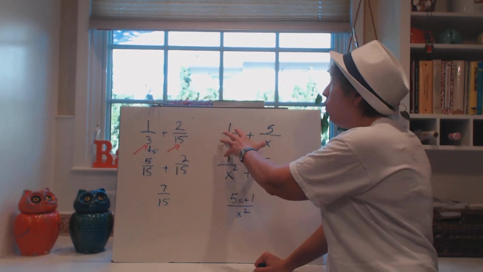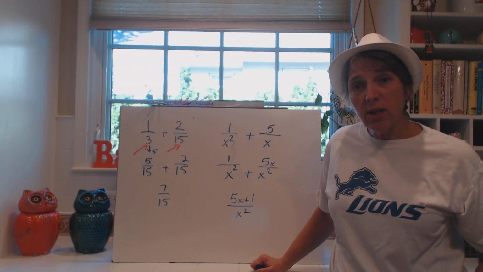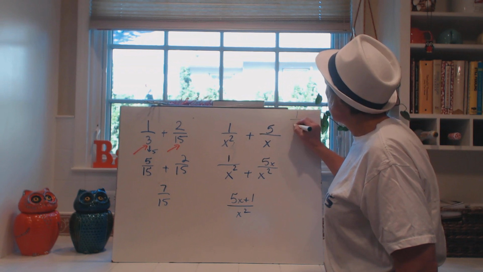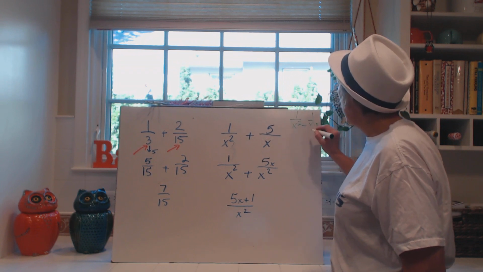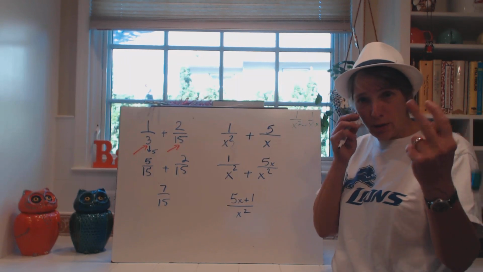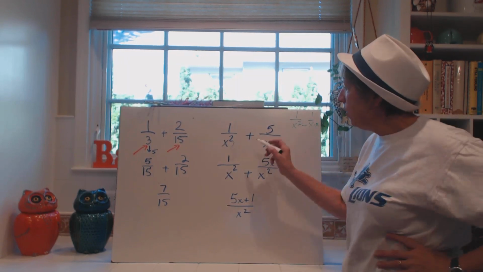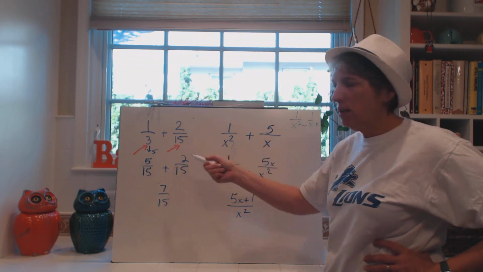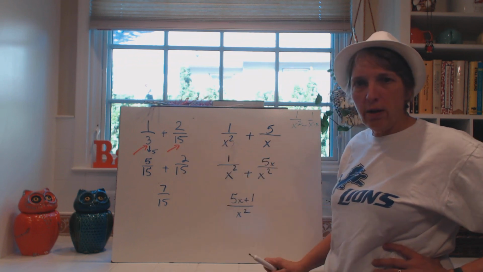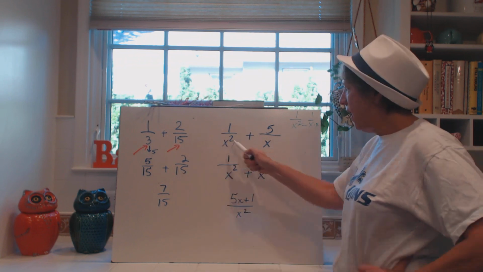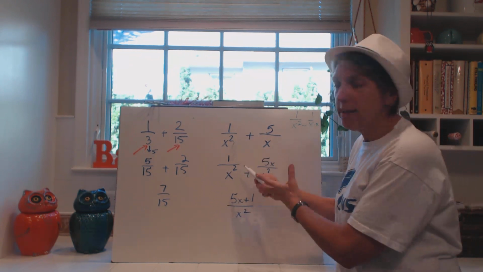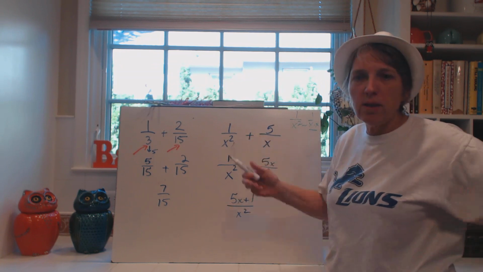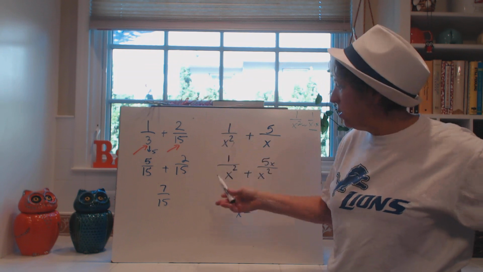Same way with here. So now we have 1 over x squared. And what does x squared mean? X times x, that's important. 1 over x squared is equal to 1 over x times x. It's 2 x's, not 3. So we're going to say, okay, 1 over x squared plus 5 over x. This is just like this one, except the 15 is the x squared. It's the least common multiple between x and x squared, because we need 2 x's in the bottom. So x squared goes in x squared one time, and 1 times 1 is 1 over x squared.